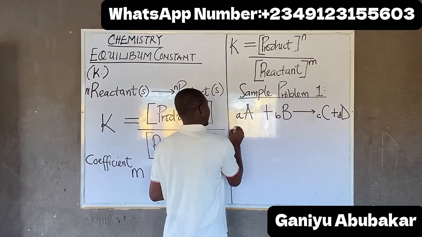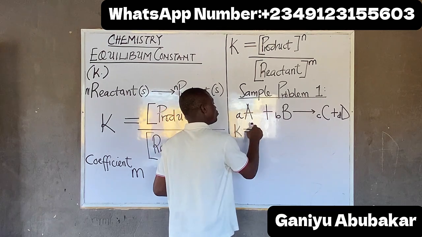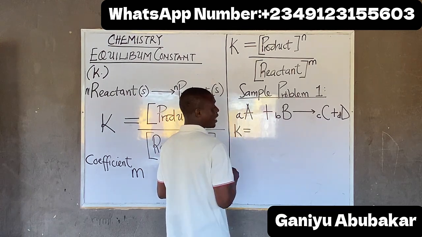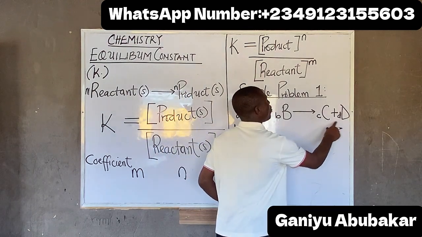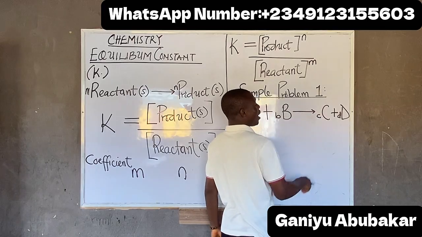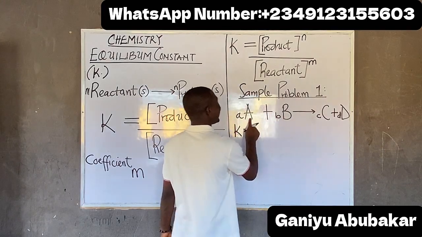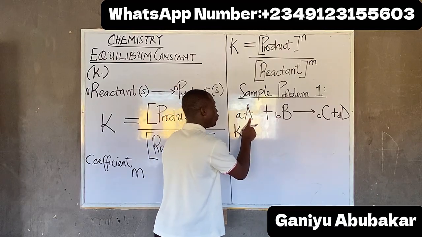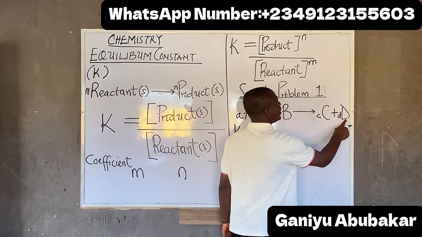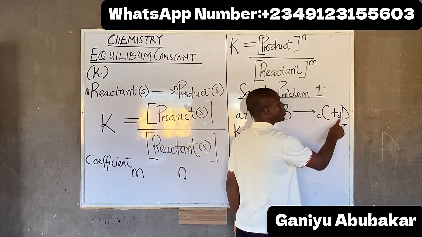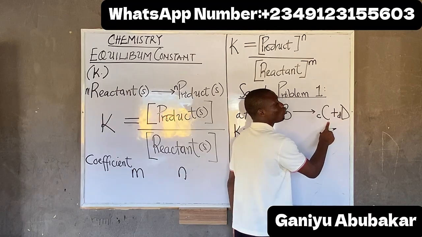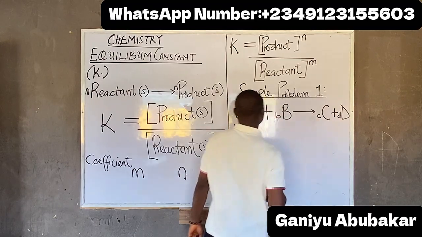We know that K, the equilibrium constant, is the product over what? Reactant. That's good. Now in this case, I have more than one product. And by the way, you see this B has a coefficient of small b, this A has a coefficient of small a, this D has a coefficient of small d, and this C also has the coefficient of small c. What do you do in this case?